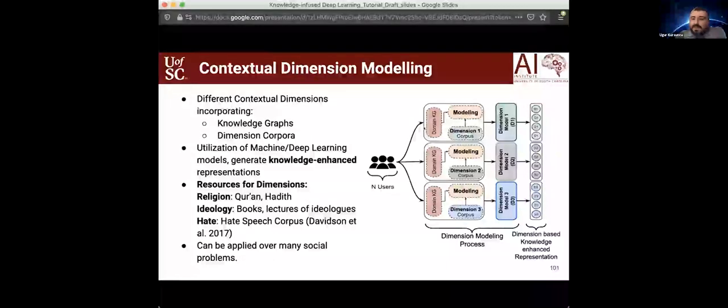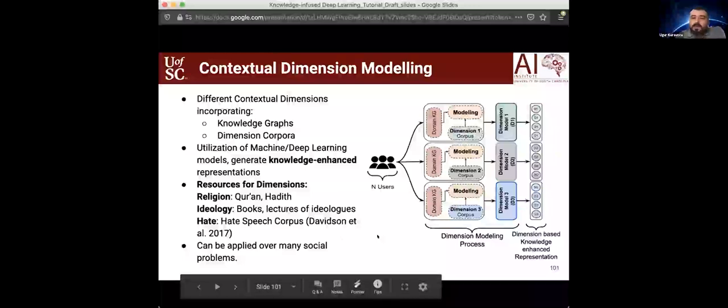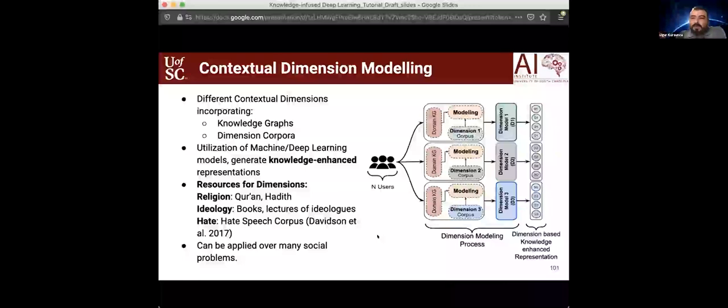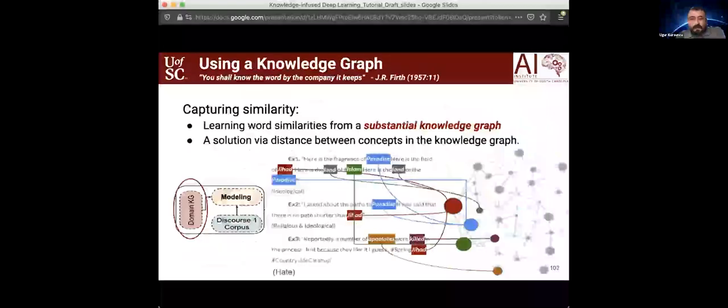We are using the Quran and Hadith for the religion dimension, and for the ideology dimension, we are using books and lectures of ideologues, and also documentation we obtained from the internet that was published by ISIS before. And we are using a hate speech corpus to model the hate speech that ISIS was employing on social media. Since we are breaking down language in general into different dimensions, this can be applied to other social media problems or social problems as well.